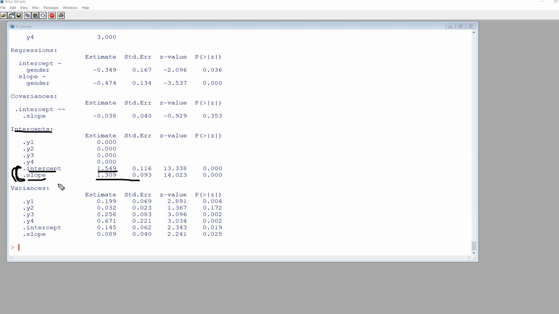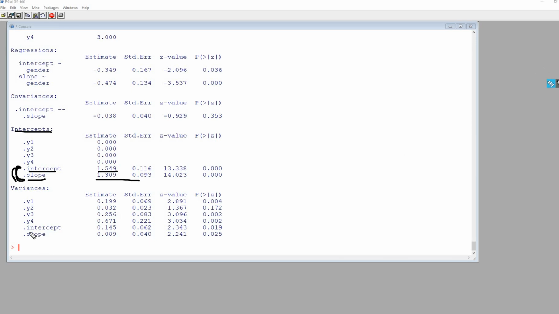The slope is also being predicted by the gender factor, and so in this case right here, this would be the predicted slope for females. So, in a nutshell, for each time increment beyond the initial status, we would predict an increase in the customer service or customer satisfaction of 1.309.